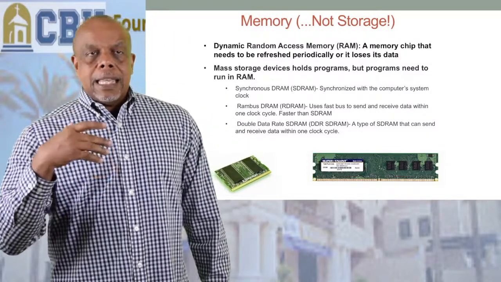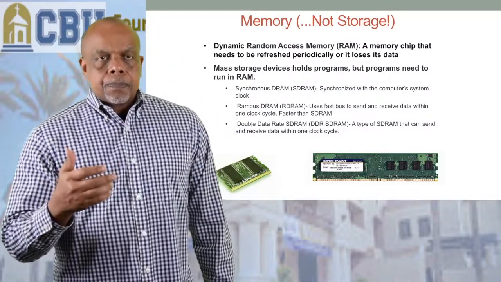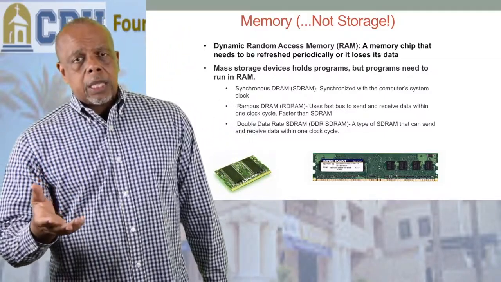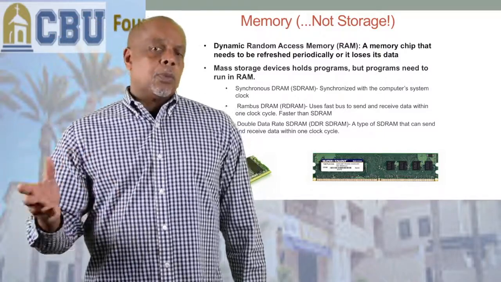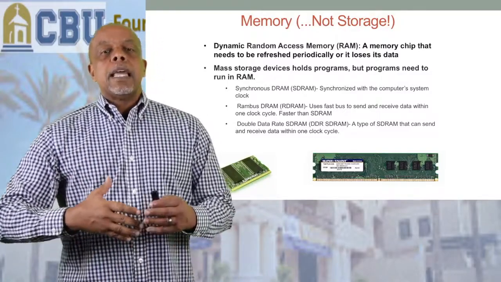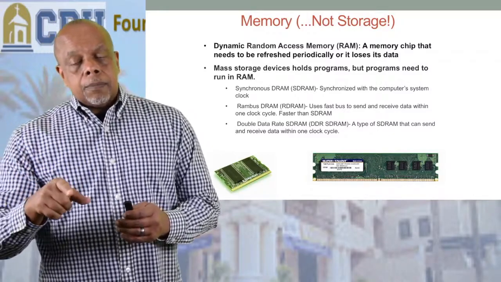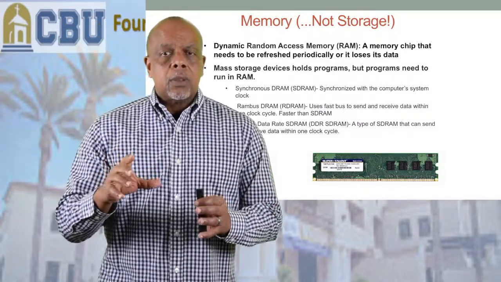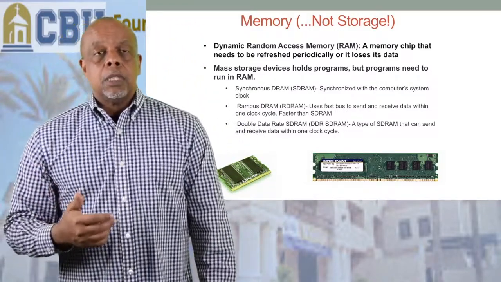Then we have DDR RAM, which is where a lot of our machines have gone now. What that does is double the clock rate, so it's able to run twice as fast. If your clock is a 2.3 gig machine, your DDR RAM is actually running at 4.6. That means that in that fetch, decode, execute, store cycle, I can now move data in and out to the CPU twice as fast.